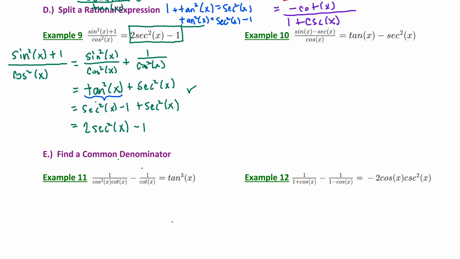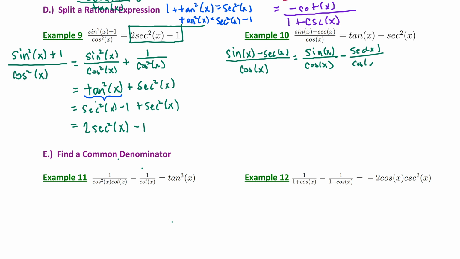Again, the technique that we're exploring here is splitting up a rational expression. So in example 10, I'm going to begin with the fraction on the left side, and we're going to split this up into 2 separate fractions. That is, each term in the numerator can be placed over that denominator. Once again, I want to repeat, if you have a sum or a difference in the denominator, don't split your denominator, okay? You can only split a numerator over a single term denominator.